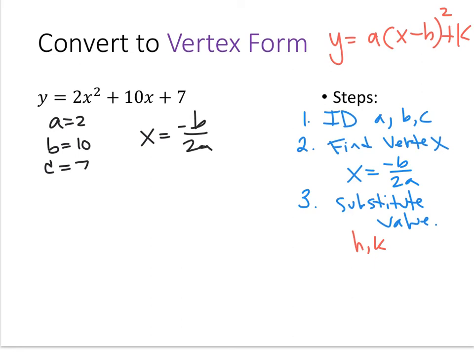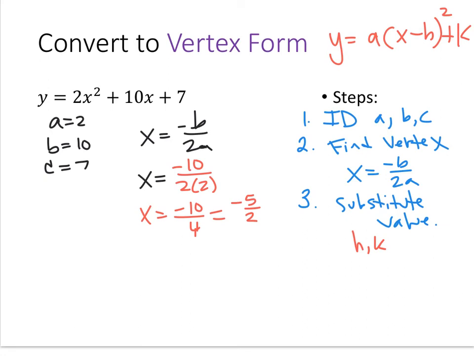And so I'm just going to substitute those in. So the x coordinate of my vertex is negative 10 over 2 times 2. In this case, that gives me x equals negative 10 over 4, which is going to give me a very non-pleasant value of negative 5 over 2. Which is okay. I can still work with that. It's not really going to be a big problem.